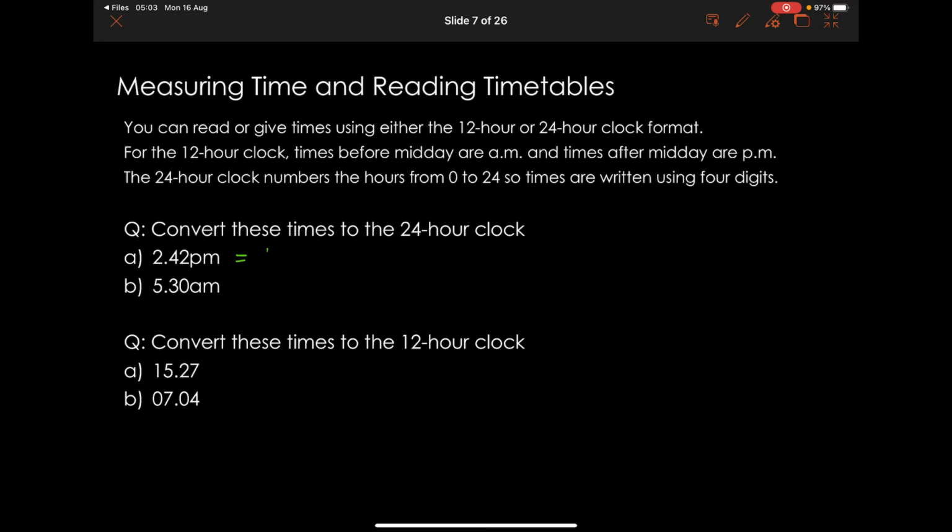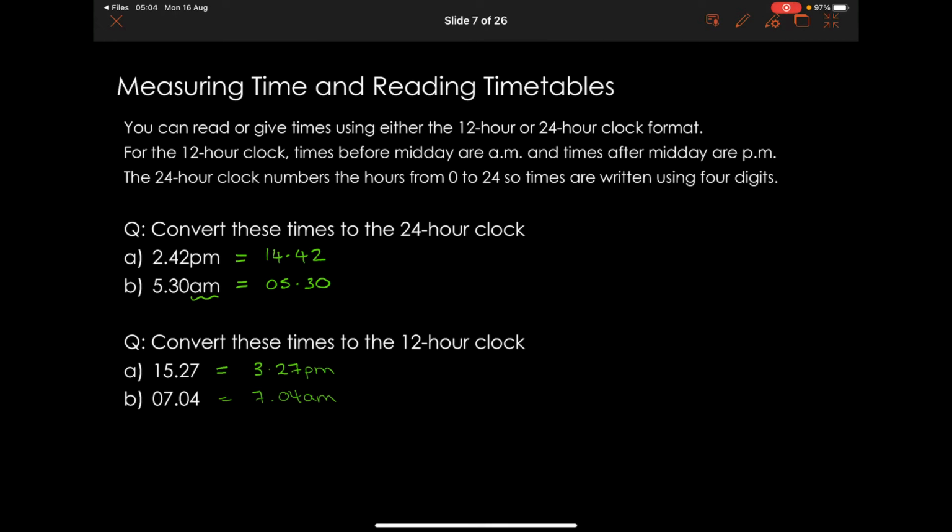So for this one, you should have got 14:42. Okay. And this one's 5:30 a.m, so we're just going to write it as 5:30. Okay, this is in the morning, so we just write it like that as the 4 digits. Converting these times to the 12-hour clock, so this is 3:27 p.m. and this would just be 7:04 a.m. Okay, so hopefully you got those right and you understand how to use the 12 and 24-hour clock.